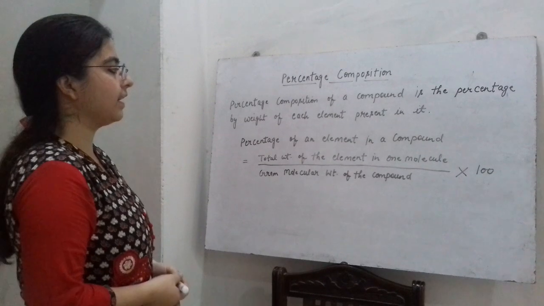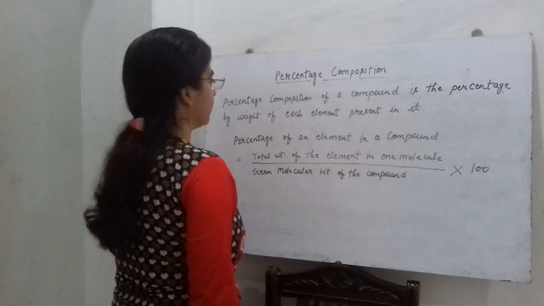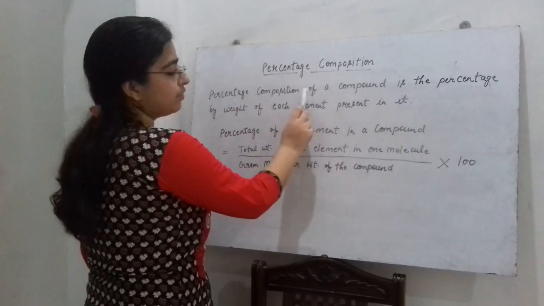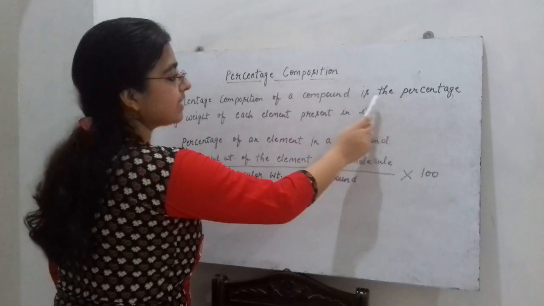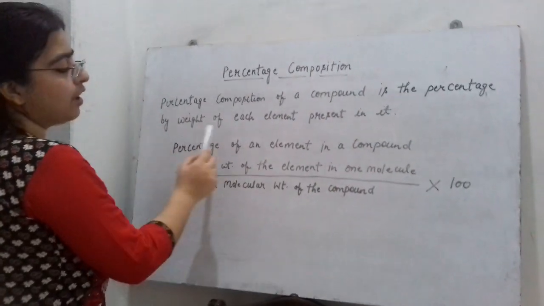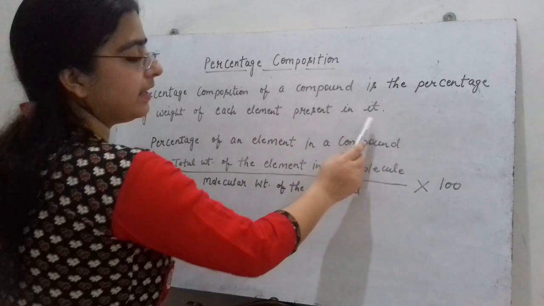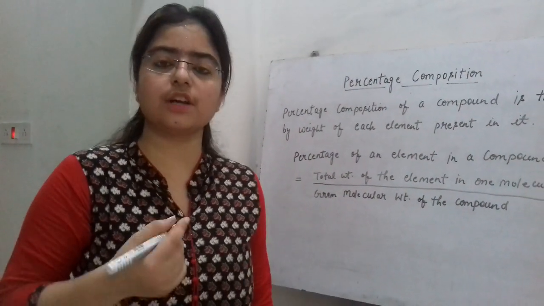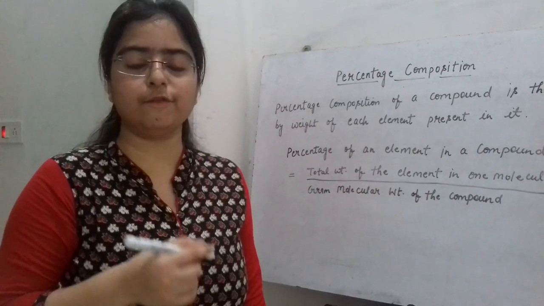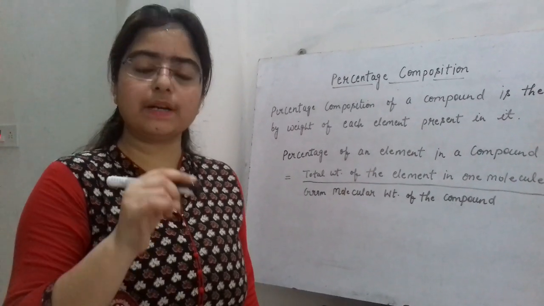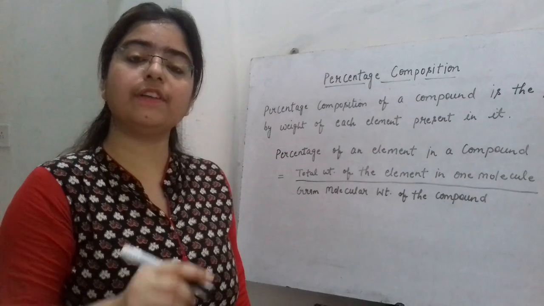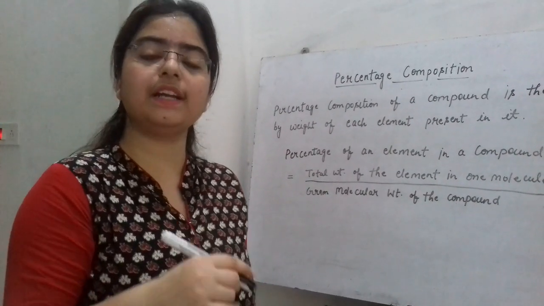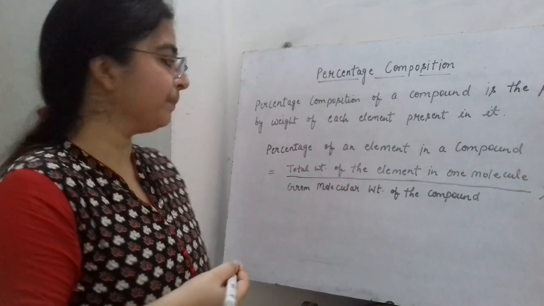So our next topic is percentage composition. Percentage composition of a compound is the percentage by weight of each element present in it. It means that in order to calculate the percentage composition of any compound, we need to calculate the percentage by weight of different elements which are present in that compound.